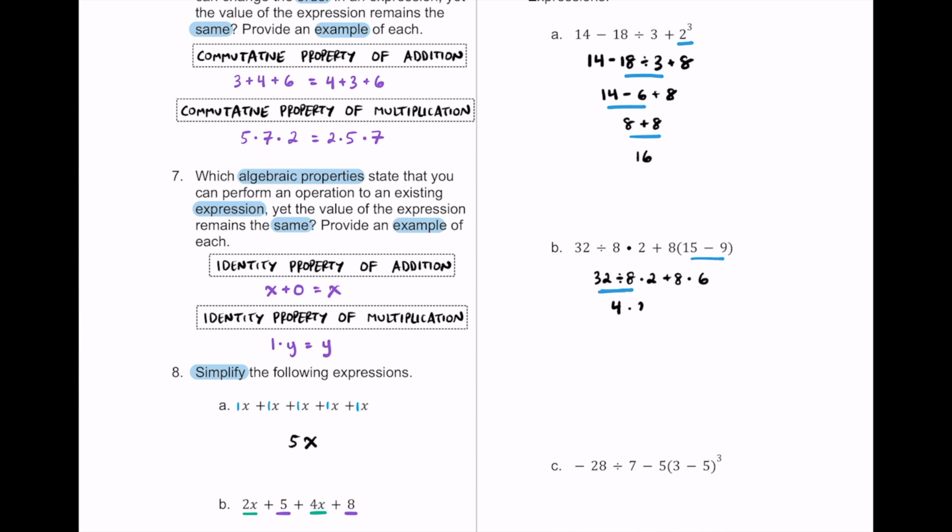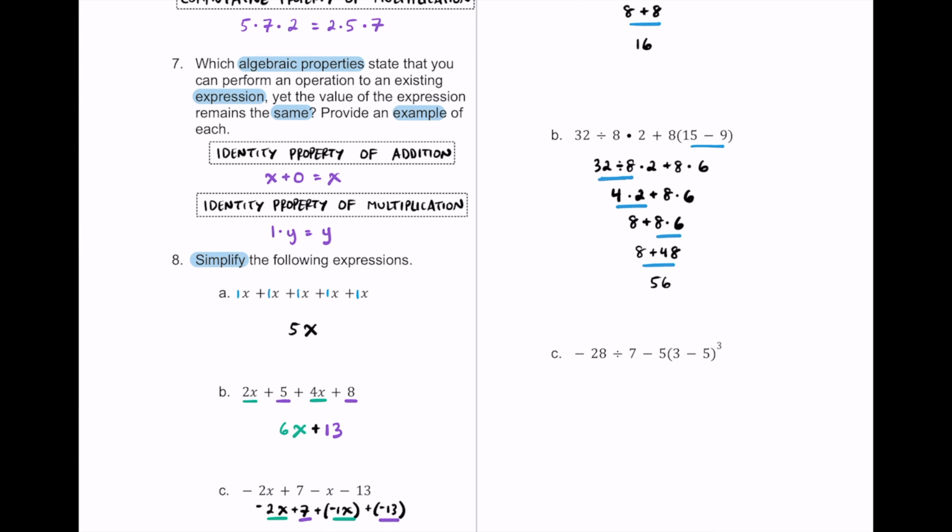So we have 4 times 2 plus 8 times 6. And it looks like we have 2 multiplication problems and an addition problem. Let's go ahead and do the multiplication on the left here. 4 times 2 is going to be 8. We have 8 plus 8 times 6. Between addition and multiplication, we should multiply here. 8 times 6 is 48. So we have 8 plus 48, and then 8 plus 48 is going to give us a final answer of 56.